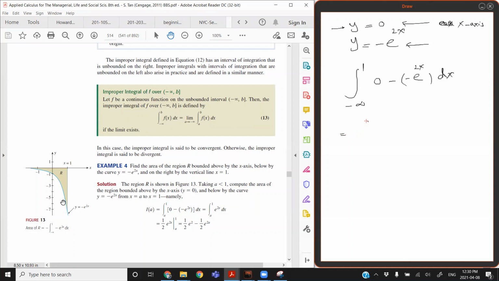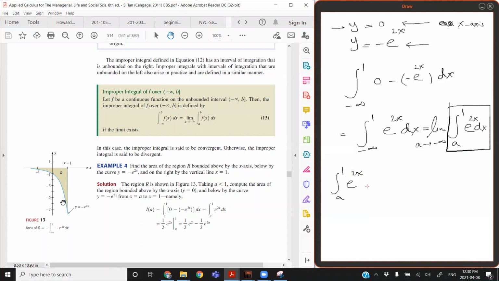So this is going to be the same as the integral from negative infinity to 1 of e to the power of 2x dx, which I'm going to solve in terms of a limit. It's going to be the limit of the integral from a to 1 of e to the power of 2x dx, and now take the limit of this as a approaches minus infinity. So I'm going to do this and then replace the definite integral with whatever the value of its integral is. So from a to 1 of e to the power of 2x dx.